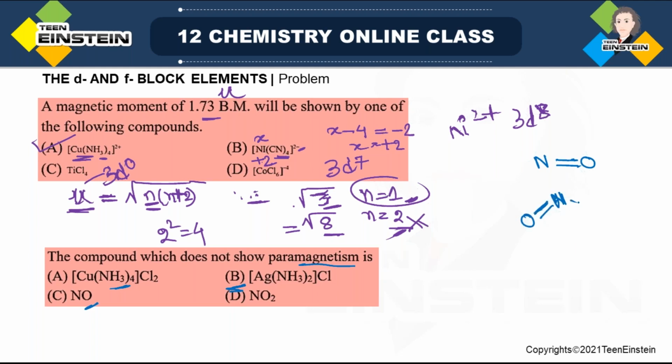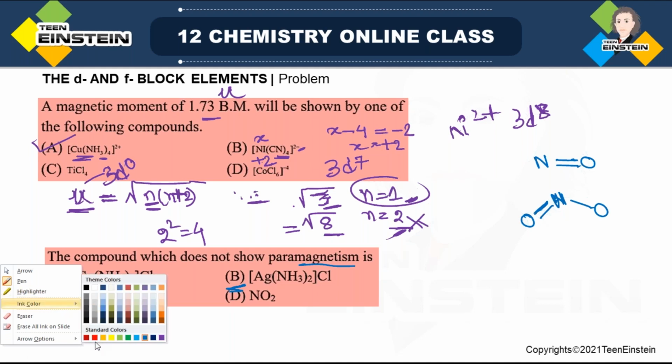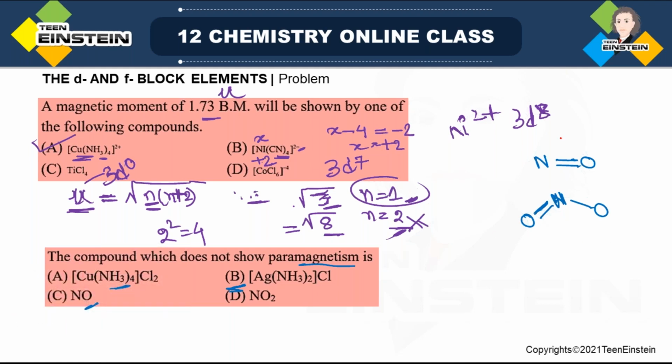2 oxygen, 1 oxygen. Now nitrogen, number of valence electrons is 5. That means 2 electrons nitrogen will use for bond formation with oxygen. 2 electrons will remain as lone pair. The 5th electron will remain as a lone electron, a single lone electron. Okay. That means it is paramagnetic. It is having an odd electron, so it will be paramagnetic.